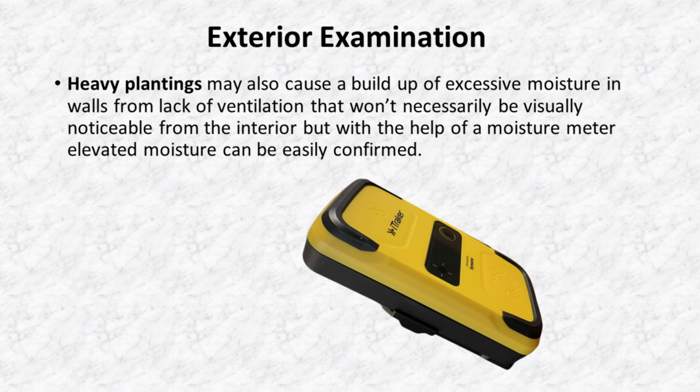Exterior examination. Heavy plantings may also cause a buildup of excessive moisture in walls from lack of ventilation that won't necessarily be visually noticeable from the interior. But with the help of a moisture meter, elevated moisture can be easily confirmed.